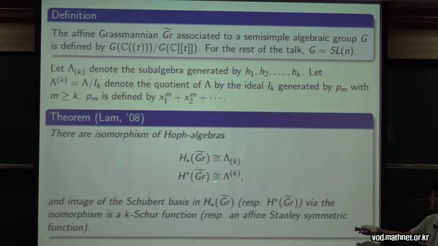It turns out one can realize this homology in terms of symmetric functions, and there are also Schubert bases. It's known that the corresponding Schubert bases are called the k-Schur functions and the affine dual Stanley symmetric functions.